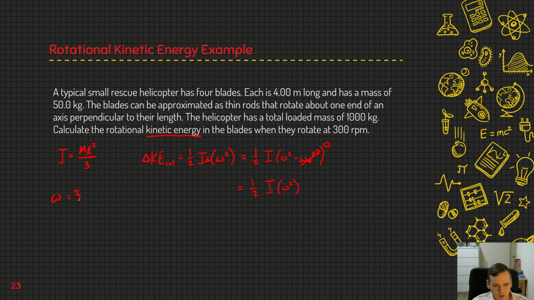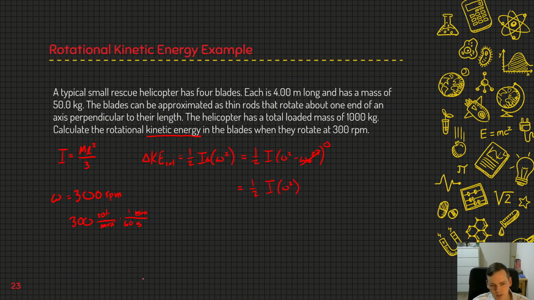Omega, we know, is 300 RPM, rotations per minute, but we need it to be in radians per second. So 300 rotations per minute. We need to get this into radians per second. Let's deal with the minutes first. So I want to cancel out those minutes, so I'm going to put minutes in the numerator, seconds in the denominator, and there are 60 seconds in 1 minute.